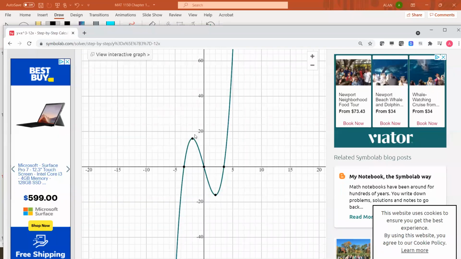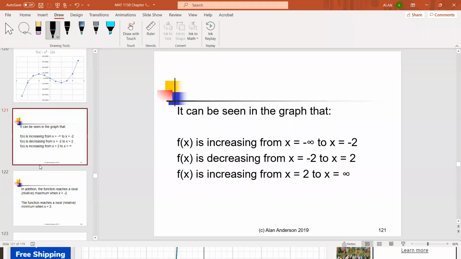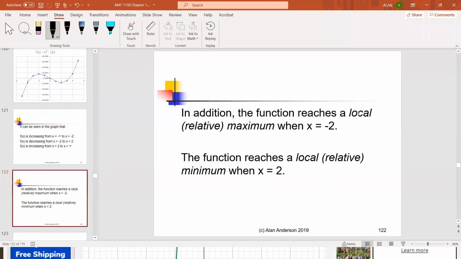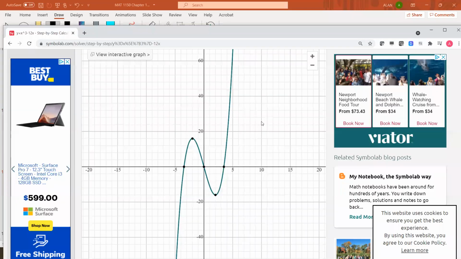I hope you can see that just from this graph. So that's why the graph is so helpful. It's rising up to -2, falling down to +2, and then it continuously rises forever after that. And those 2 points, we call that a local or relative maximum because there are other values greater than 16, but not in this immediate vicinity.